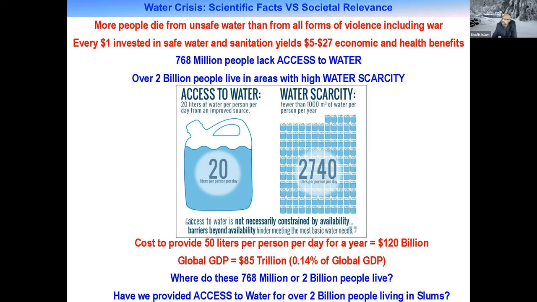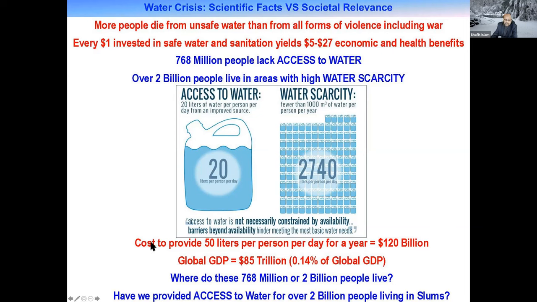So that means I can make more money, and still I'm not doing it. So what is the problem? And then I say, okay, 768 million people lack access to water, 2 billion people are living in high water scarcity regions. So how come we're not doing anything about this? And these are the statistics I had when I was a graduate student many, many years ago. How could you have a crisis, and then not be resolving this crisis? So that means it's not a crisis.